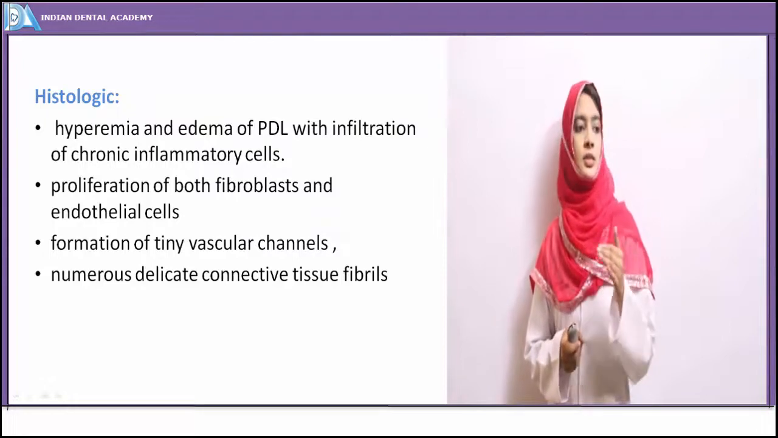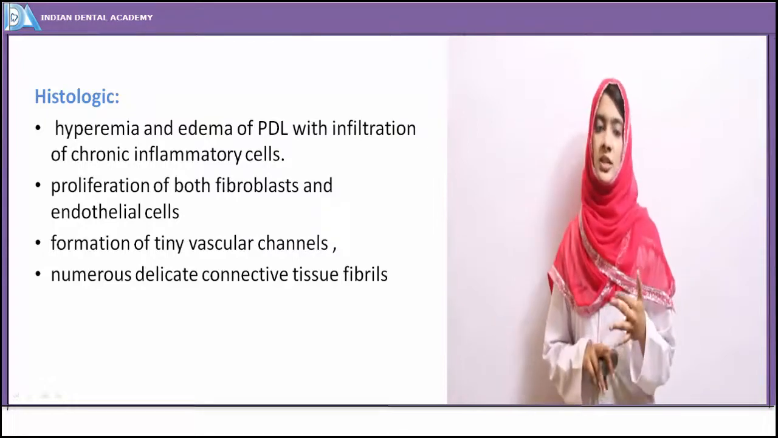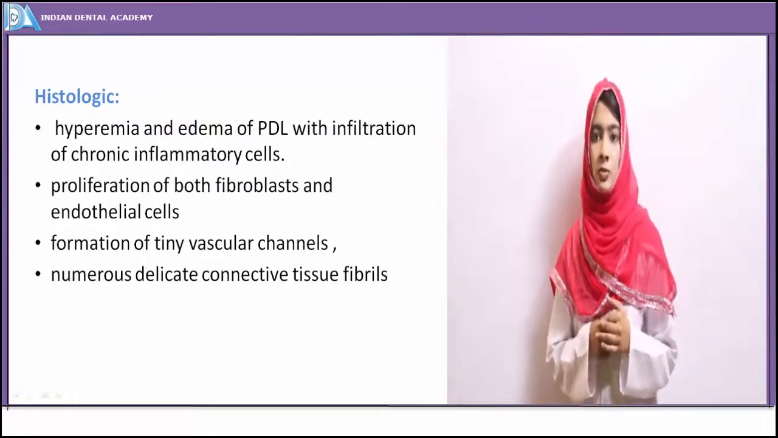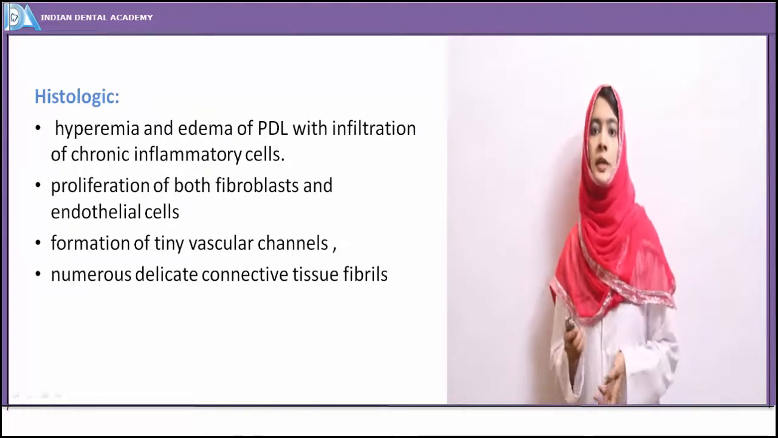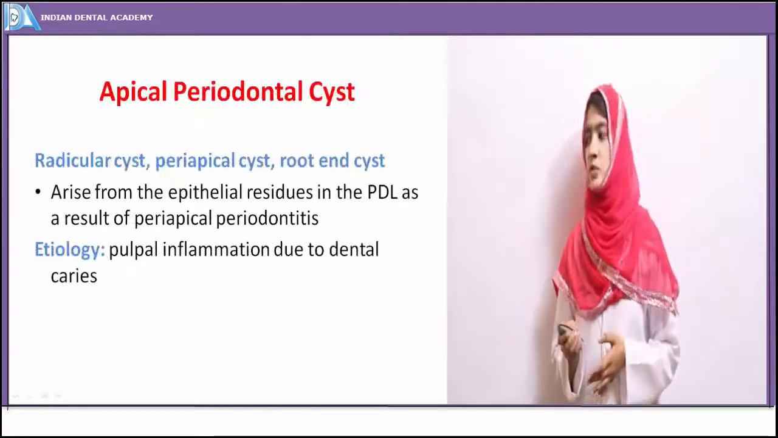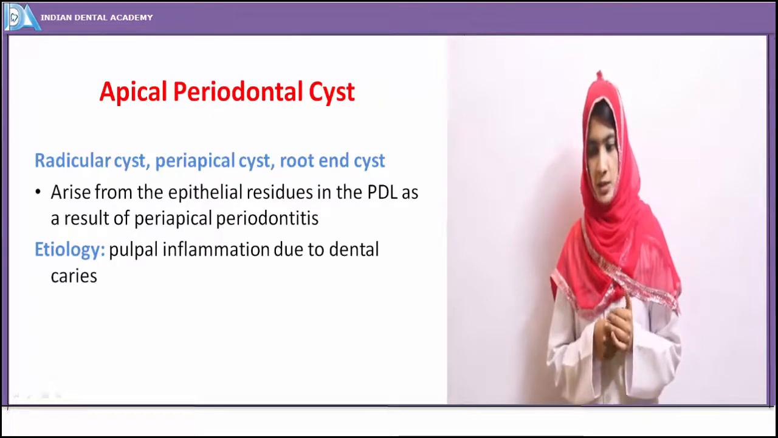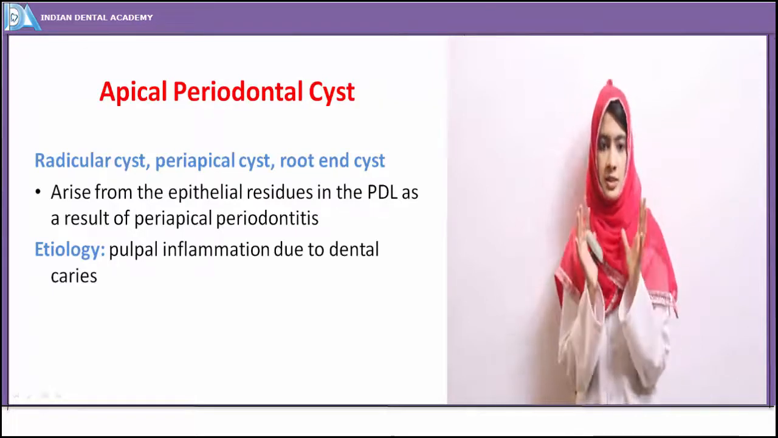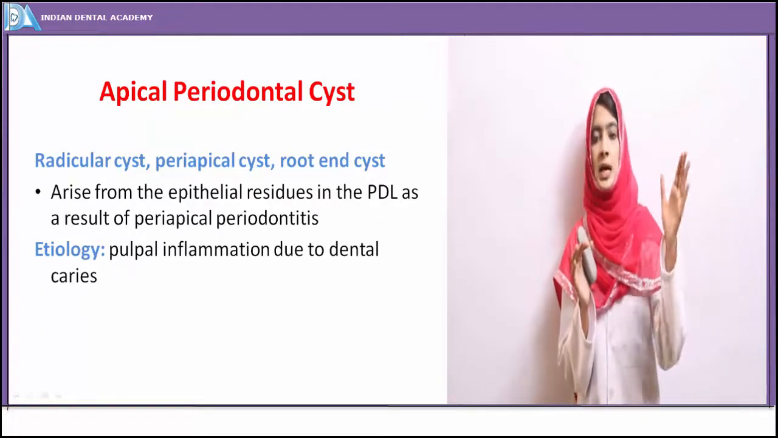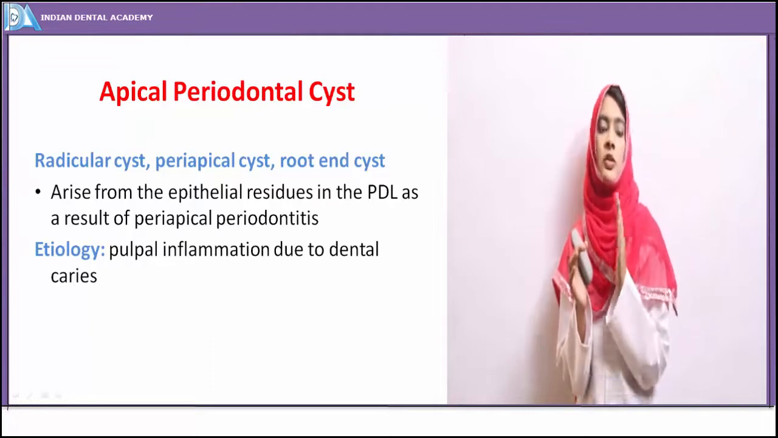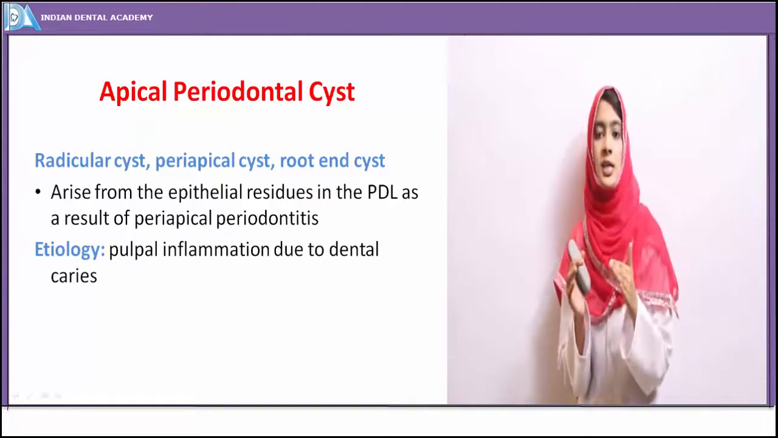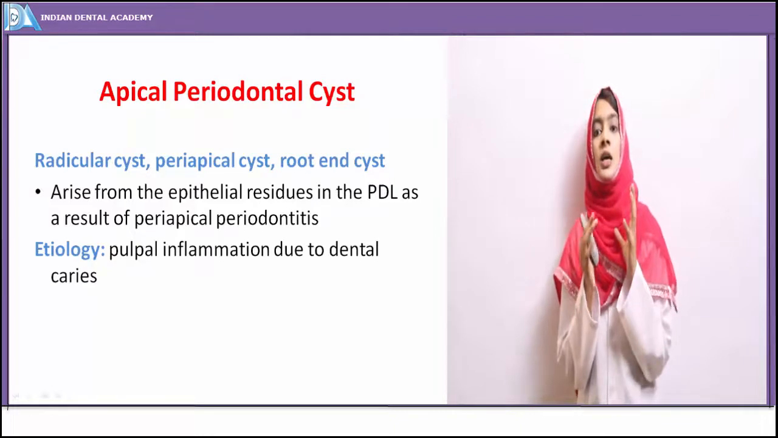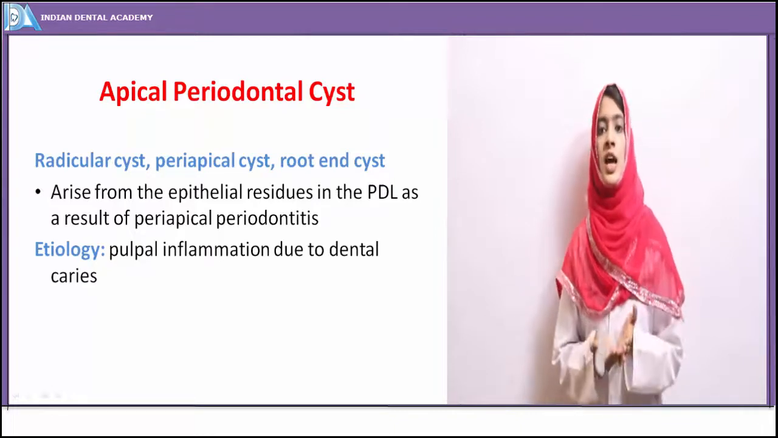And the treatment is endodontic therapy or surgical extraction. In some cases, curettage may have to be carried out to remove the granulation tissue completely, or sometimes apicoectomy has to be carried out. Now, what happens is, once pulpitis has occurred, it has progressed to the level of involving the periodontal ligament, periodontitis has occurred, then granuloma formation occurs.